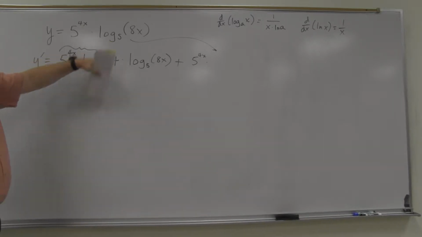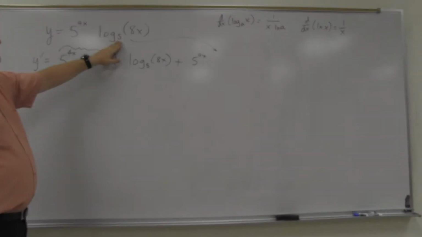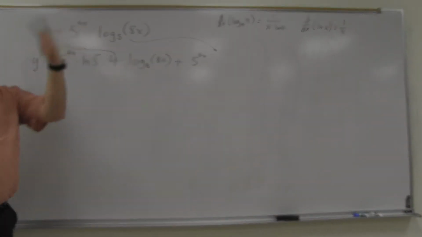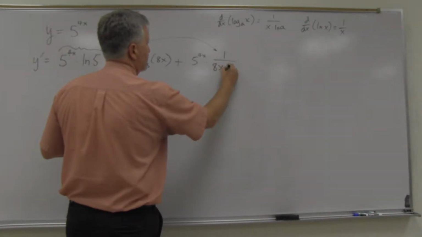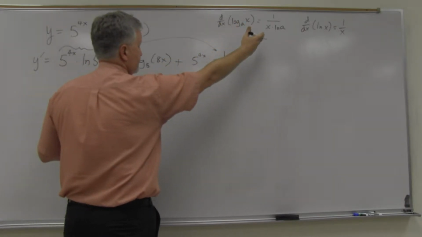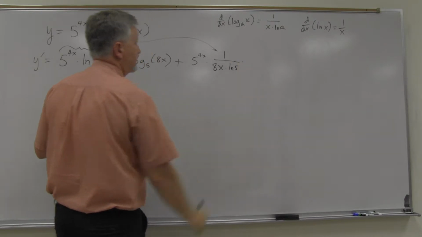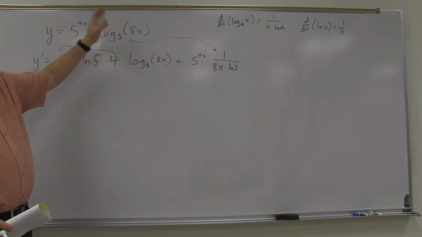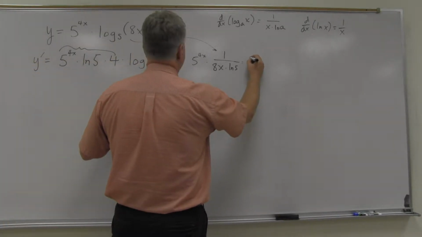So that's what we've got here. We've got a different base logarithm, base 5. Now instead of x, we've got 8x, so it's 1 over that 8x. You see what I'm saying? And then that's times the natural log of the base, which in this case is natural log of 5. But again, it's a chain rule, so that's the derivative of the outside, and we have to do the derivative of the inside. What's the derivative of 8x? Just 8.